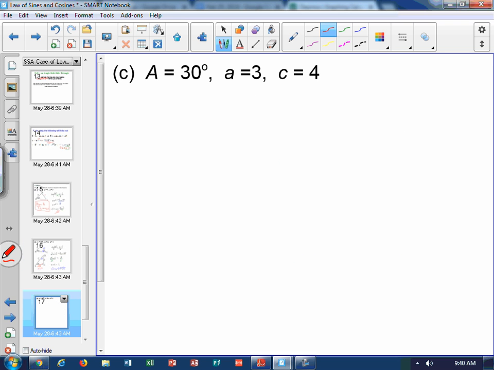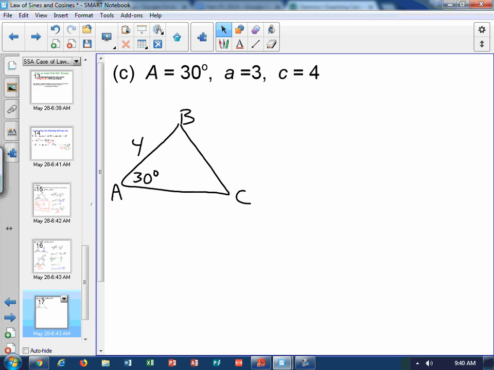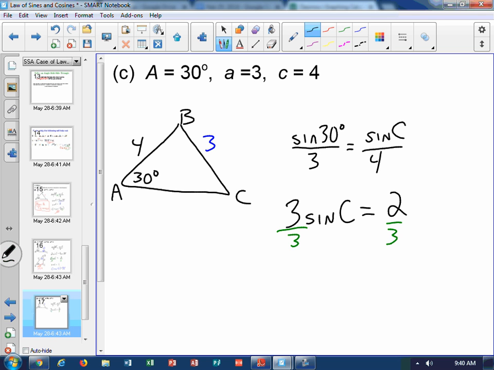All right, part C, we've got 2 more here. This time A is 3, so we're just increasing A by 1 for these examples. So this time A is 3. And I'm going to start this once again. The sine of 30 degrees over 3 equals the sine of angle C over 4. When I cross multiply, I get 3 times the sine of angle C. And once again, 4 times the sine of 30, just shortcut that, is going to give us 2. So if we divide both sides by 3, we get the sine of angle C is 2/3.